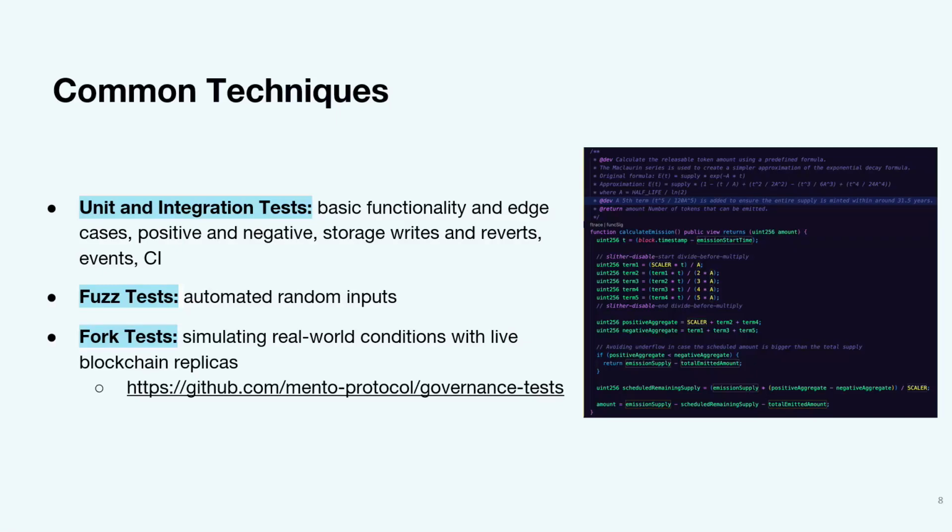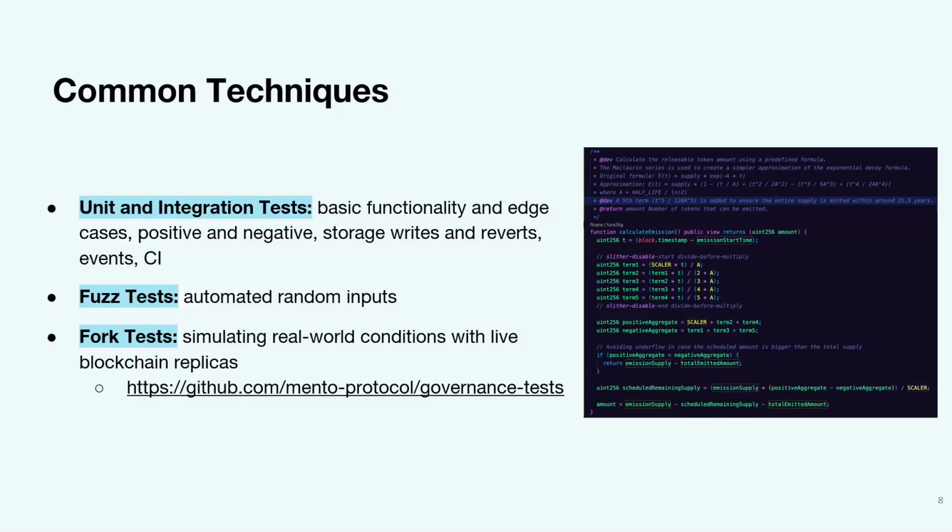And the next is fork testing. So when you run a test, in the background, your development environment spins up a fresh new blockchain and deploys your fresh contracts on top of that. It is usually good enough, but as you can guess, the environment you are running your tests on is quite different than the environment that your contract is going to run.